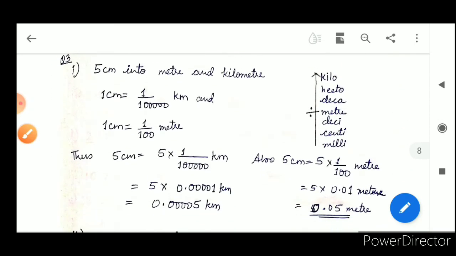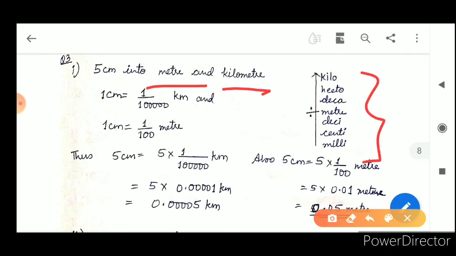Now in question number 3, you have to convert centimeter into meters and kilometers. I have drawn the same table, so that there is no confusion. So centimeter into kilometer. Now see, 1, 2, 3, 4, 5 steps upwards. So 5 zeros will be there. Because we are converting a smaller into a bigger unit, it will be division.